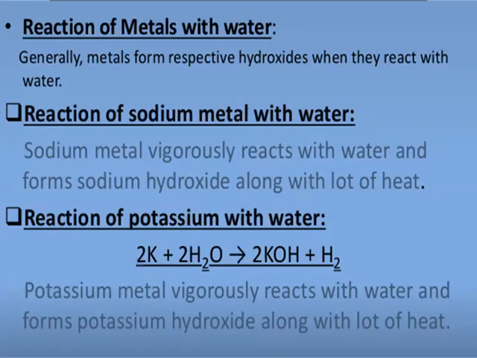Generally, metals form respective hydroxides when they react with water. Let us consider the reaction of sodium metal with water. Sodium metal vigorously reacts with water and forms sodium hydroxide along with a lot of heat and releases hydrogen gas. Reaction of potassium with water. Potassium metal also vigorously reacts with water and forms potassium hydroxide along with a lot of heat, releasing hydrogen gas.